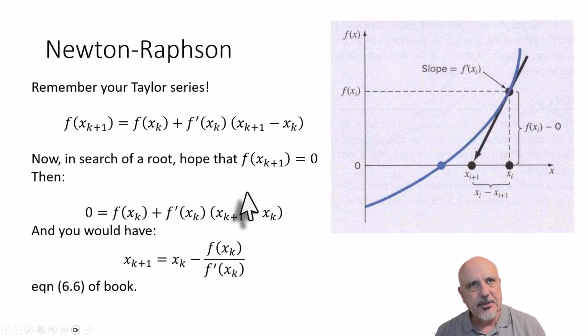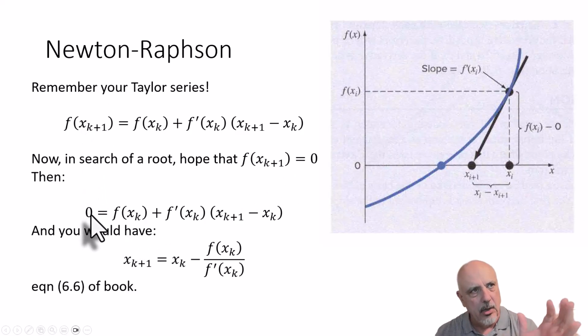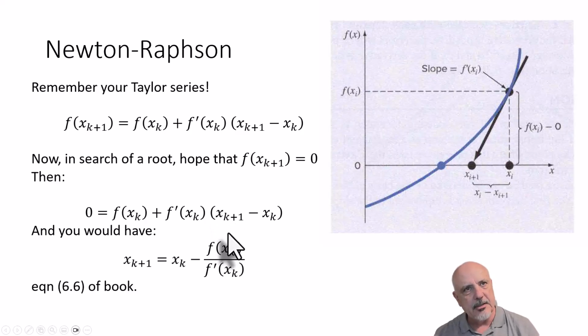Now, we hope that the next polynomial value is going to be 0, so let's put in a 0 like that, and then solve for what that next x might be. So I take this equation and solve for x k plus 1. That's going to be my next guess. And that next guess is equal to the current guess minus the value of the polynomial divided by the value of the derivative of the polynomial, each evaluated at the current position.